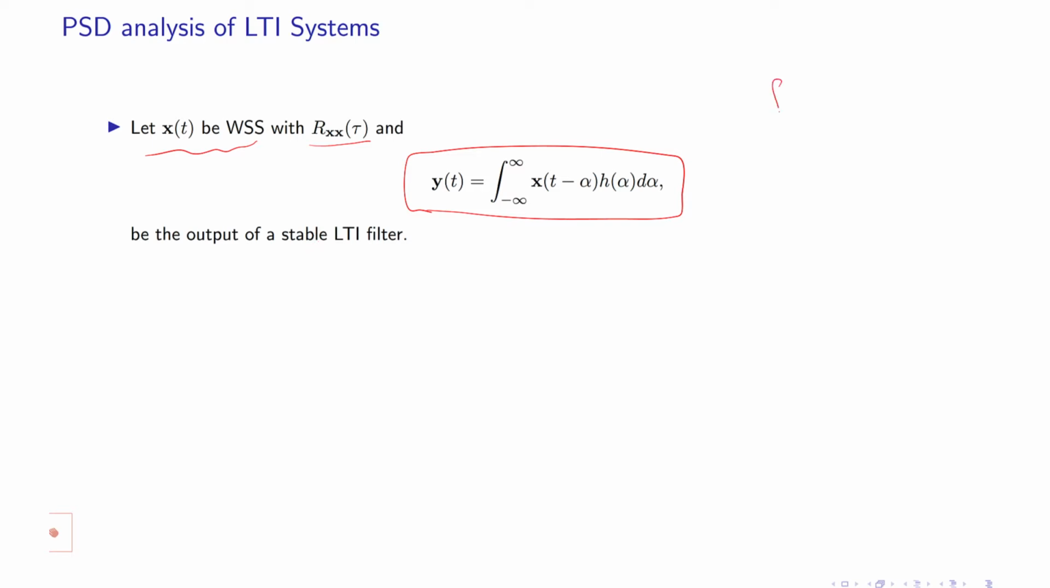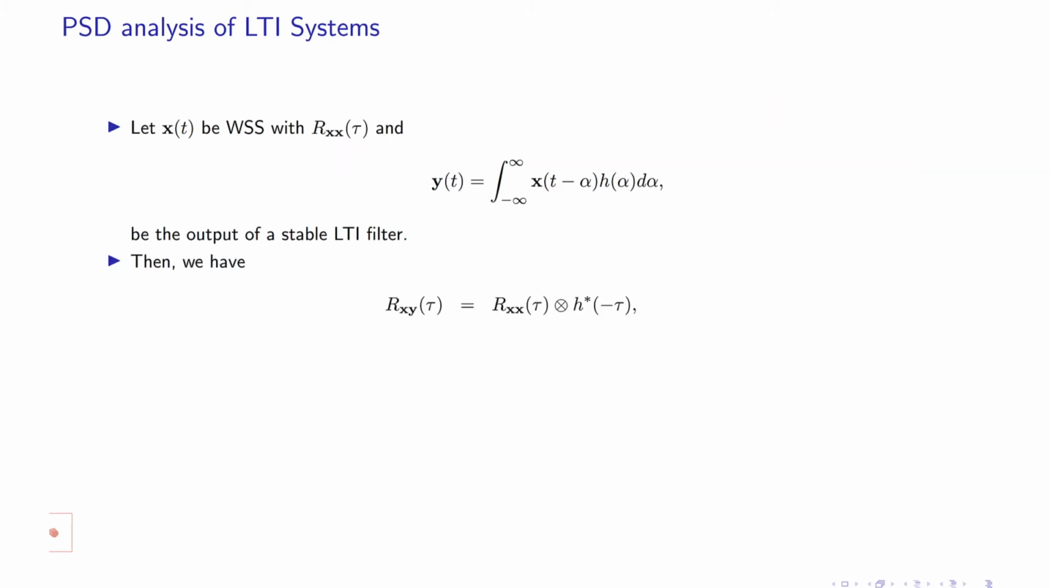Stable means that the integral of the magnitude of h of alpha d alpha from minus infinity to plus infinity is a finite number, or sometimes they say it is smaller than plus infinity. So if this integral is converging, we call it stable. In that case, we want to see what the power spectral density of the input and output is, and how they are related.